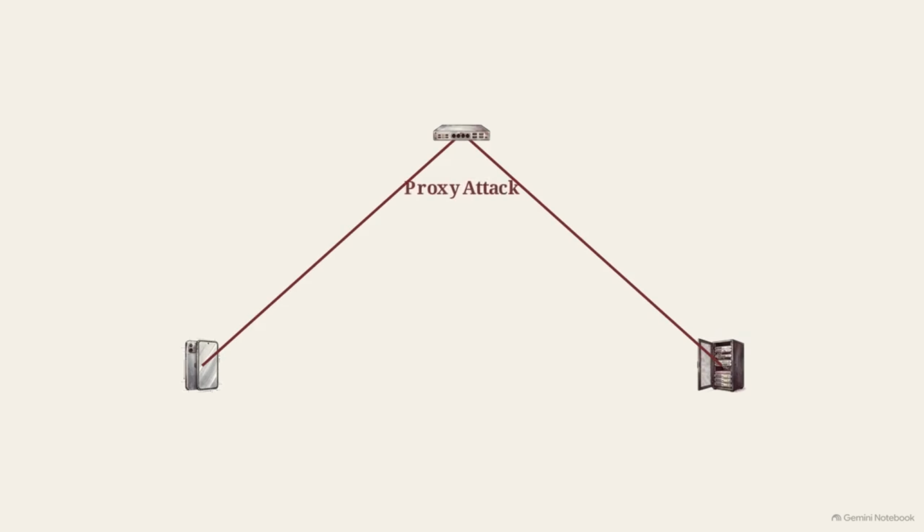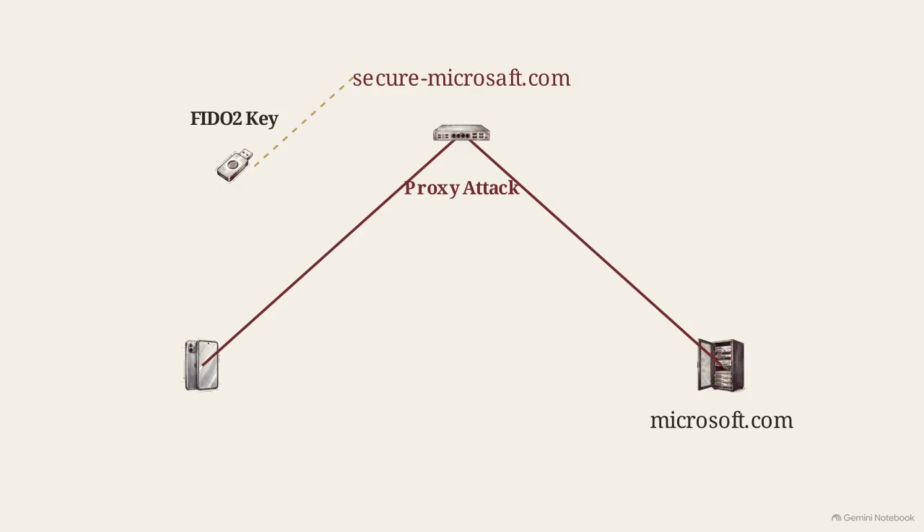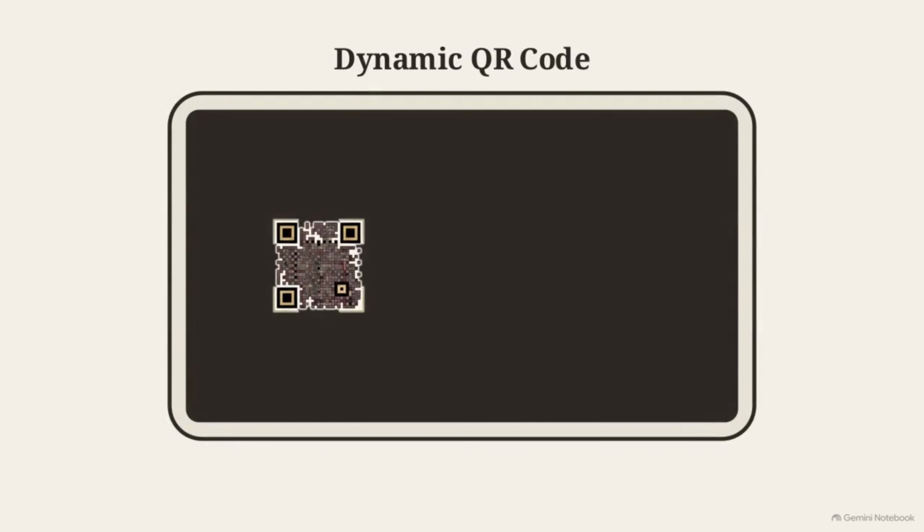Standard text-based authentication is vulnerable to proxy-based attacks. This cryptographic binding model shows why phishing-resistant MFA, like FIDO2 hardware keys, is the gold standard. If a proxy site attempts to intercept your login, the hardware key detects that the origin domain is incorrect and blocks the transaction automatically. Organizations should implement dynamic, single-use QR codes for any sensitive application.